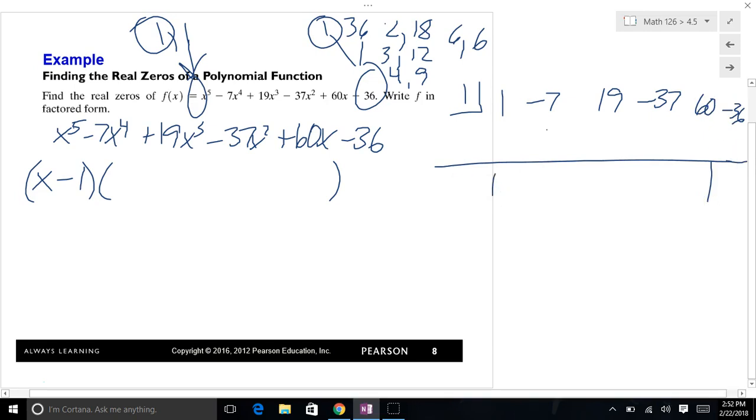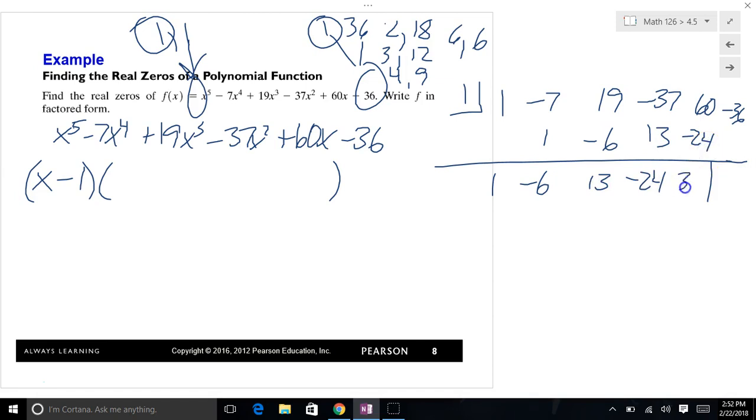Drop the 1 down. 1, negative 6, negative 6. We got 13, 13. Negative 24, negative 24. That's got to be 36. 36. Hey, what do you know? 36. There we go. Remainder 0. So x minus that 1 right there is a factor. Let's write the answer: 1 x to the 4th, minus 6x to the 3rd, plus 13x squared, minus 24x, plus 36.